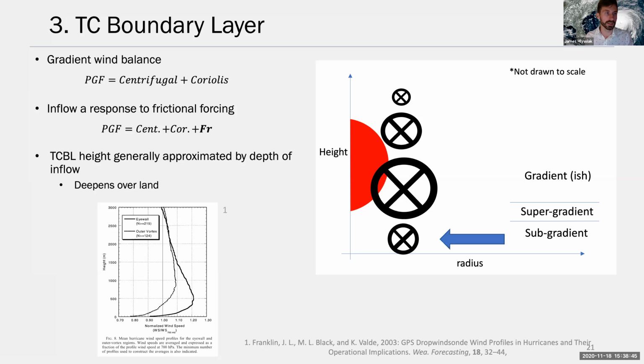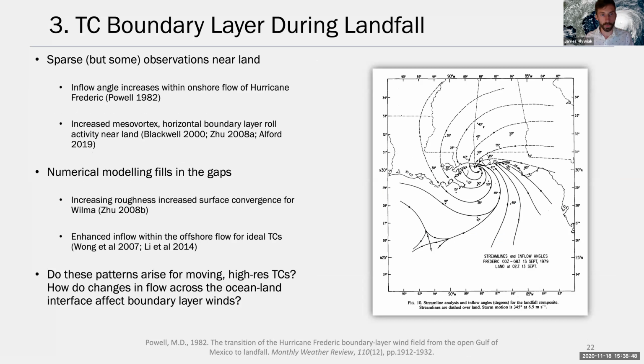We have ample observations of hurricanes over the ocean because it's safer to fly an airplane into a storm over the ocean. Over land, there are a lot of weird processes going on and a lot of turbulence that make it pretty dangerous to try to fly a plane into a landfalling hurricane. So unfortunately, we just have sparse observations over land. A lot of the observations of the TC boundary layer during landfall come from radars, or mobile radars, or different methods that have developed over the years.